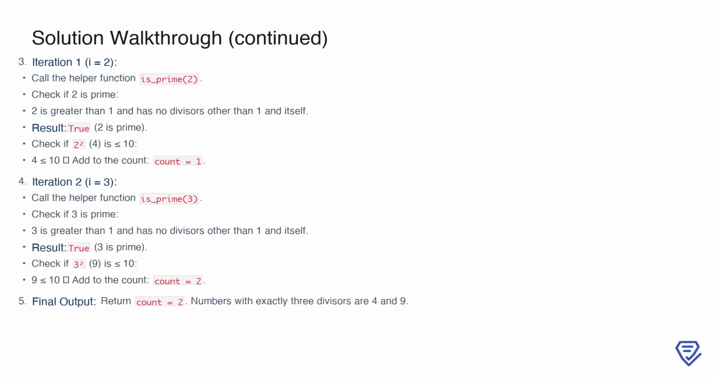Now, in the second iteration, where i equals 3, we again check if 3 is a prime number. As with 2, 3 is greater than 1 and has no divisors other than 1 and itself, so it is also a prime number. We then check whether the square of 3, which is 9, is less than or equal to 10. Since this condition is satisfied, we increment the count to 2. At the end of this process, we return the count, which is 2, as the numbers with exactly 3 divisors in this range are 4 and 9.